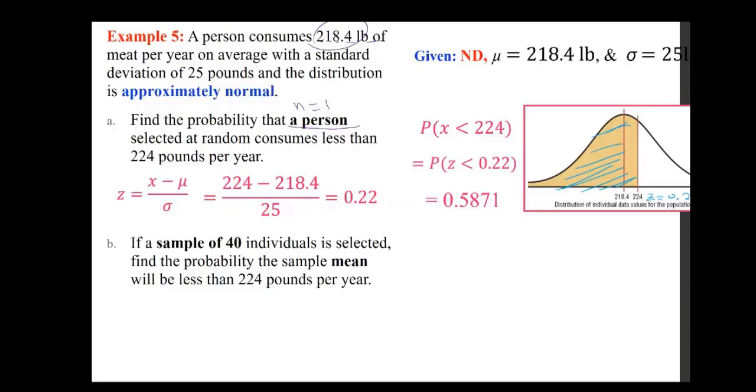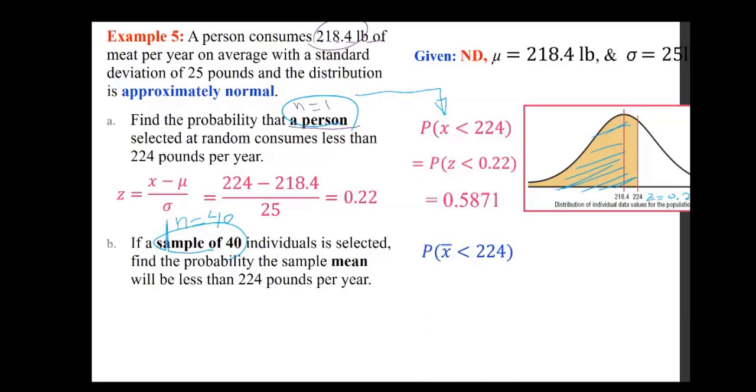In the next case, we are dealing basically with the same thing, but notice, and this is extremely important, N equals 1 in part A. In part B, N is equal to 40. When N equals 1, you use X. When N is not 1, any number larger than 1, you use X bar. So what we want is the probability of X bar larger than 224.